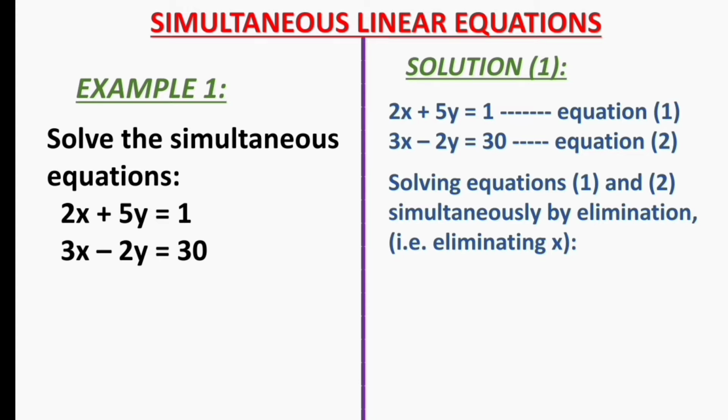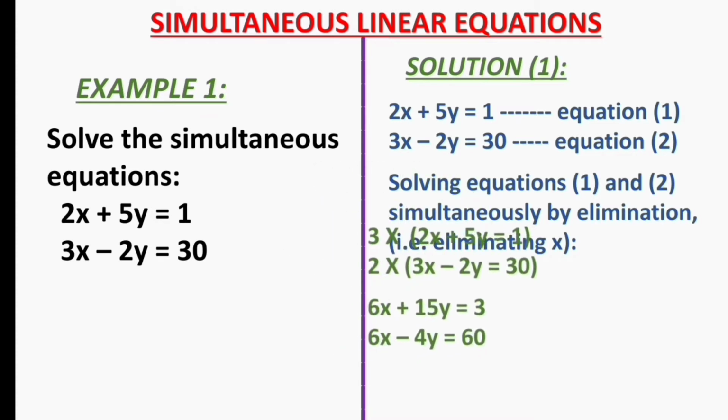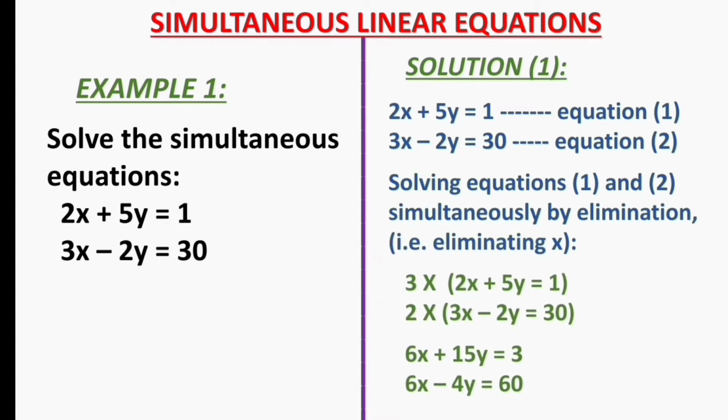Now let's solve equations 1 and 2 simultaneously by elimination. Here I wish to eliminate x. How do we eliminate x in these simultaneous equations? To eliminate x, let's make the coefficient of x here the same. To do that, the coefficient of x in the first equation, which is 2, should multiply the second equation, while the coefficient of x in the second equation, which is 3, should multiply the first equation.